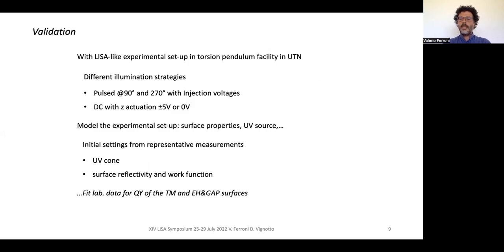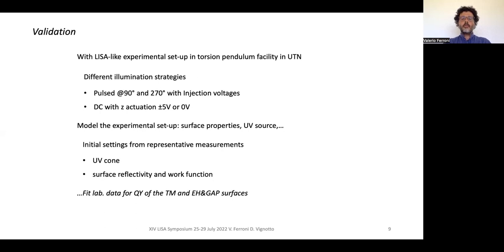So we finally validate our toolkit considering data from a LISA-like experimental setup in Trento, where we have a torsion pendulum facility with a representative GRS of LISA. We consider different illumination strategies, among which a pulsed light illumination at different phases with the injection kilohertz injection voltages. And then we consider DC illumination, so we illuminate for an entire number of cycles of the injection voltages, and for different voltages applied on the Z electrode, which are the electrodes close to the illumination area.